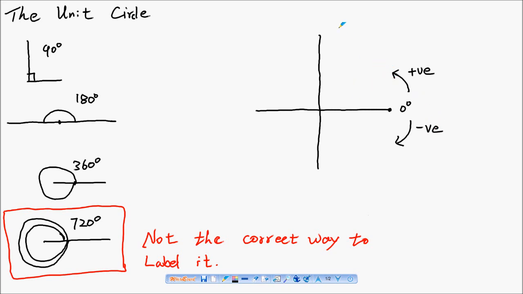For instance, I move from 0 degrees to the top here, and we can label it 90 degrees. As I keep moving anti-clockwise, I will have 180 degrees when I reach the other end of the horizontal line. Similarly, I keep going, I have 270 degrees here, and when I keep going, I have 360 degrees there.